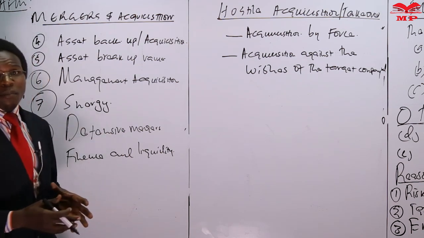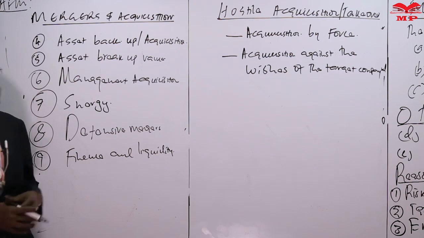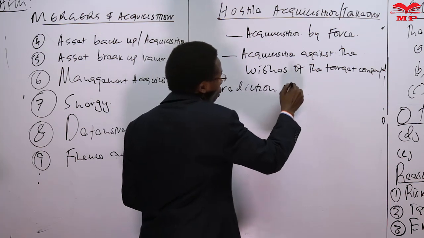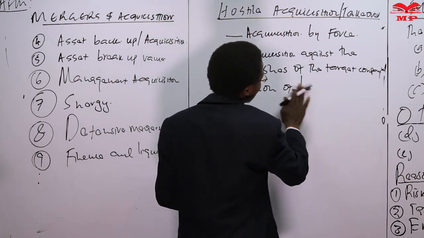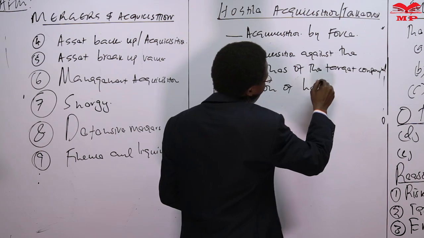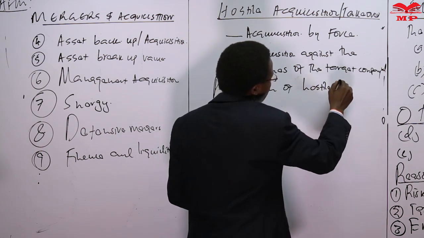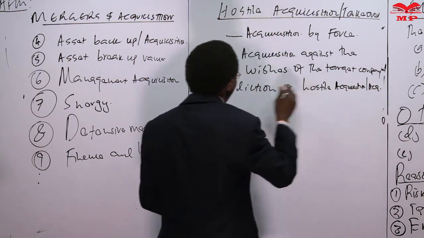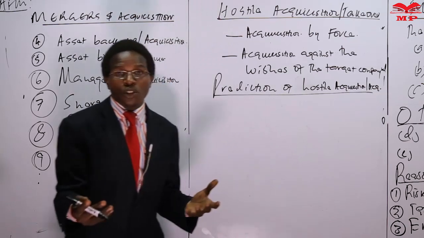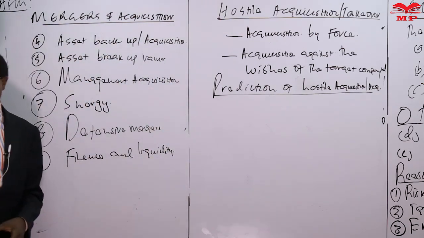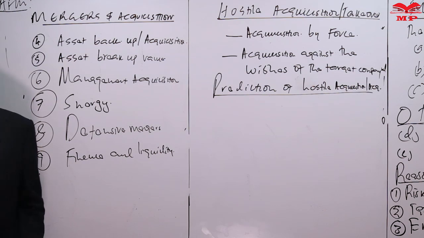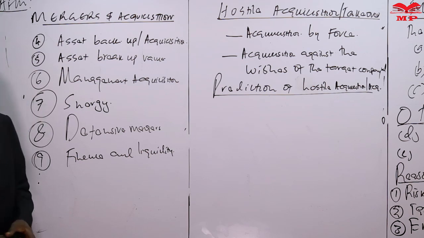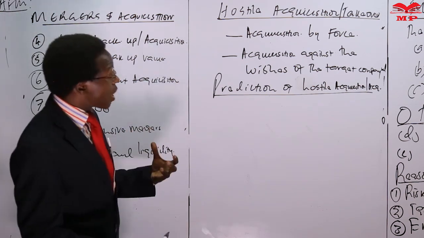Now we want to look at some of the indicators, the prediction of hostile acquisition, or just acquisition. What are the predictions? What are the signals that we can easily use to identify or indicate that this company is likely to be acquired?